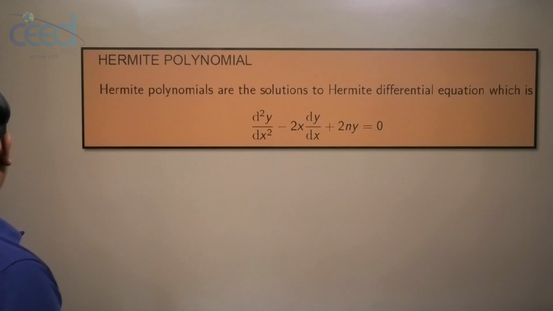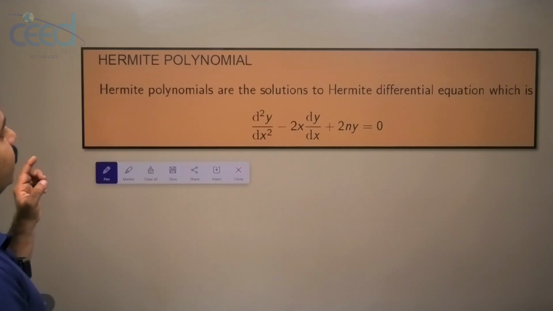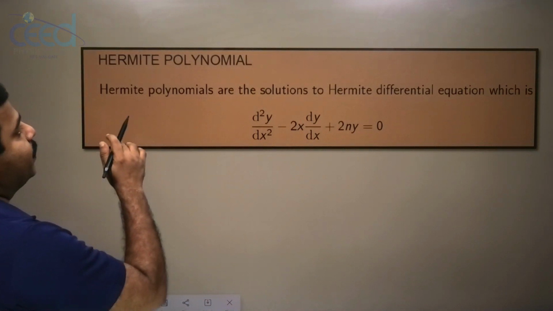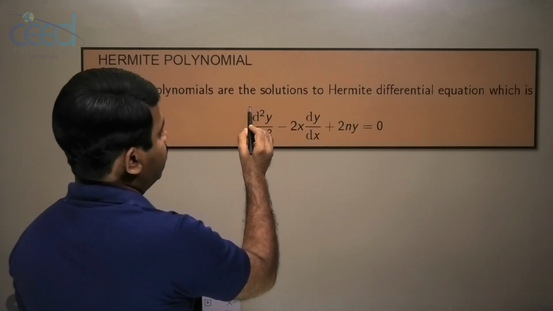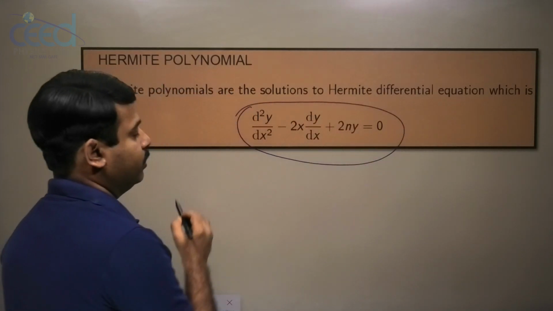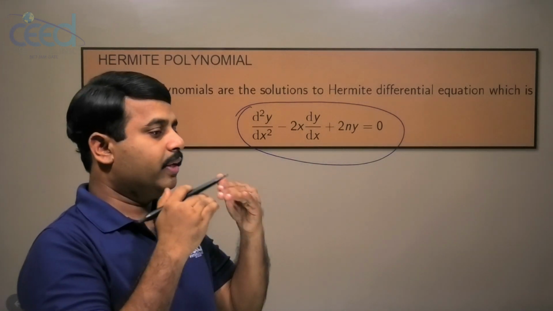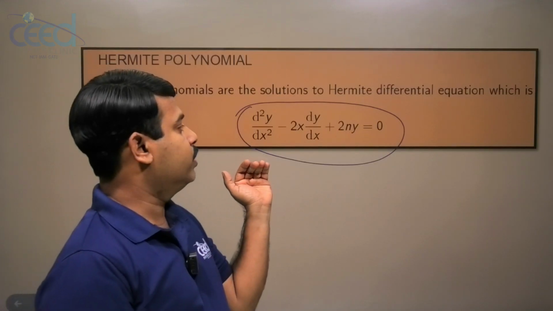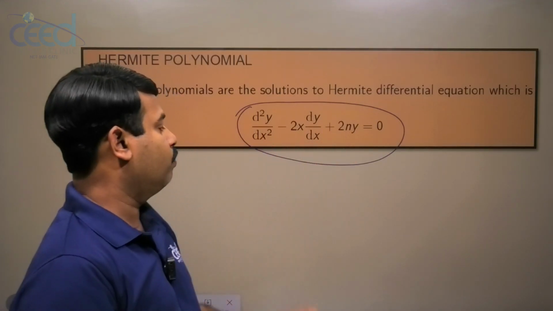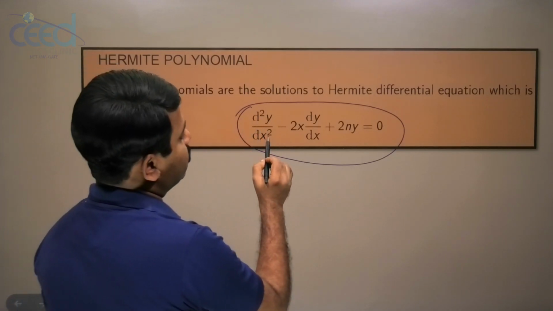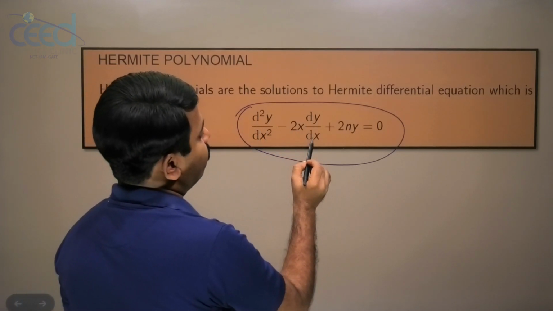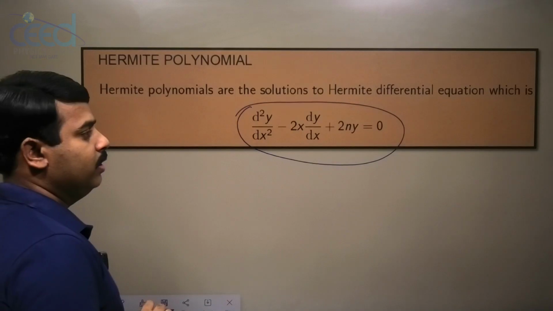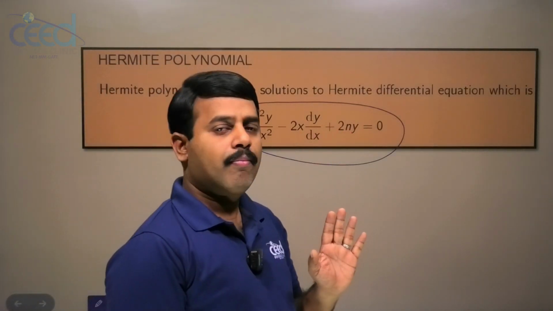The Hermite differential equation is represented like this, a higher order differential equation. Any differential equation coming in this particular format, that is d square y by dx square minus 2x dy by dx plus 2n y is equal to 0, where n is any arbitrary number.